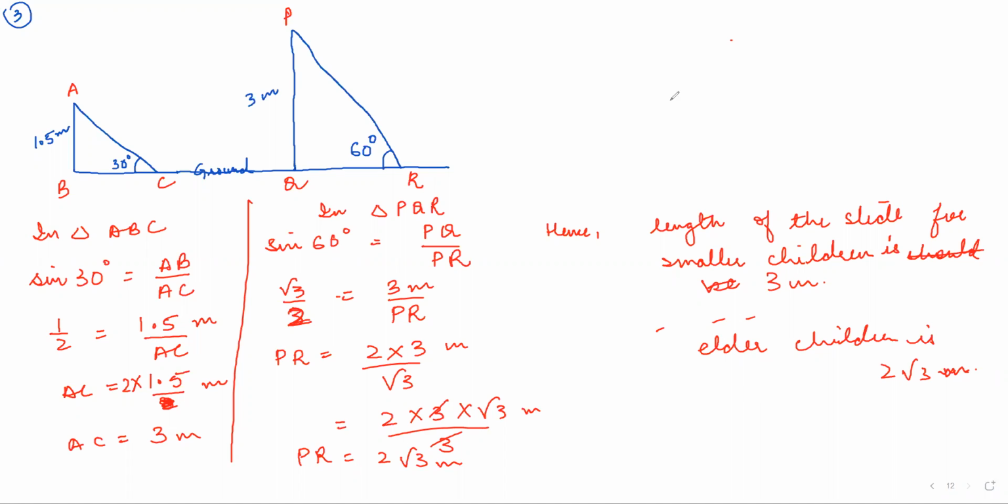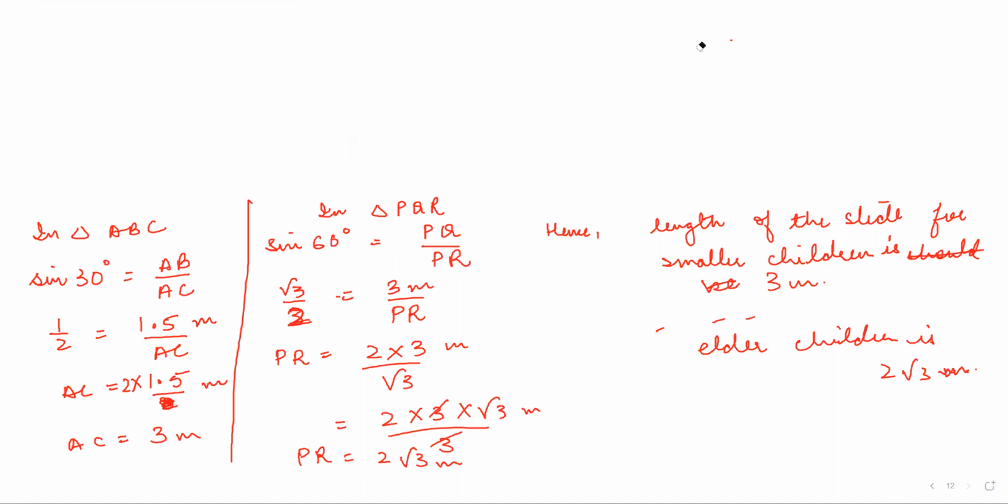Okay, I hope you have written now. Yes, ma'am. Okay, now come to question number 4. Please read it. The angle of elevation of the top of the tower from a point on the ground. So this is the ground, right? And this is the tower.